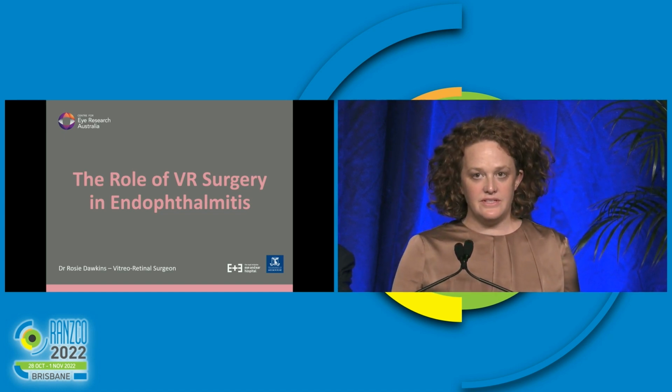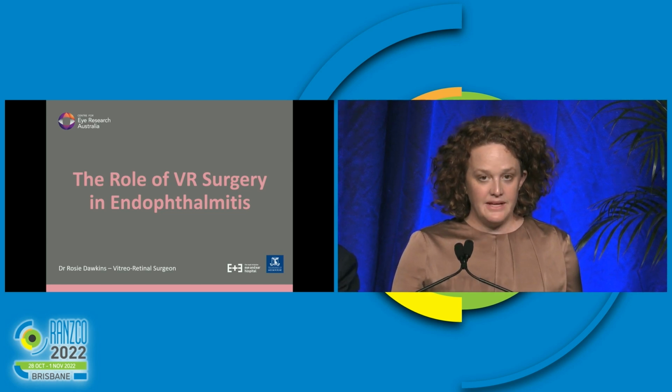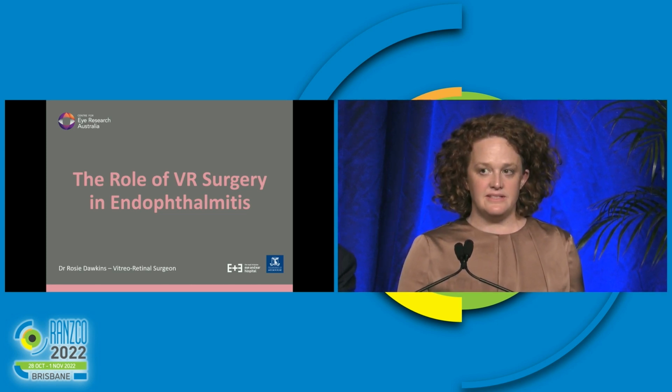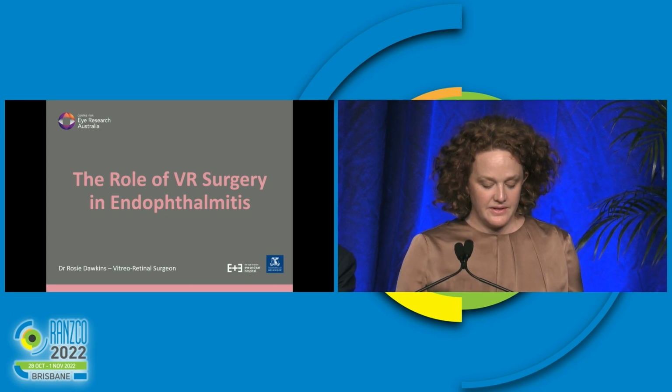And I would really urge everyone to do a tap and inject on arrival, no matter how quickly you think you can get theatre organised. You can always give antibiotics again at the end of the surgery.